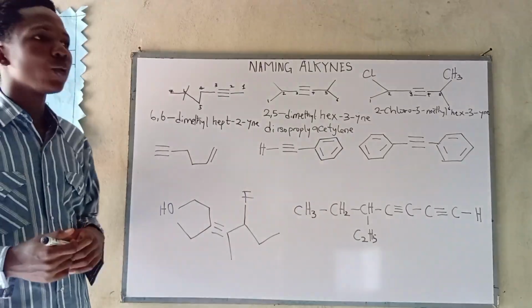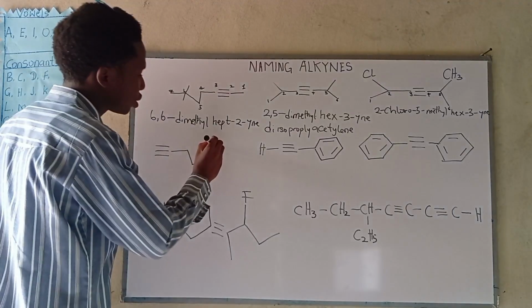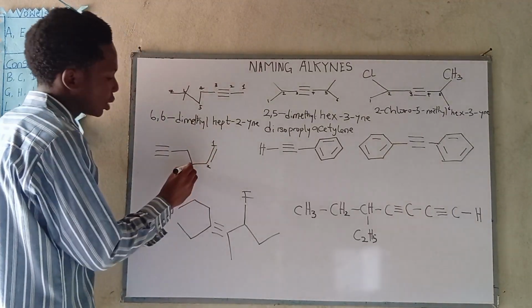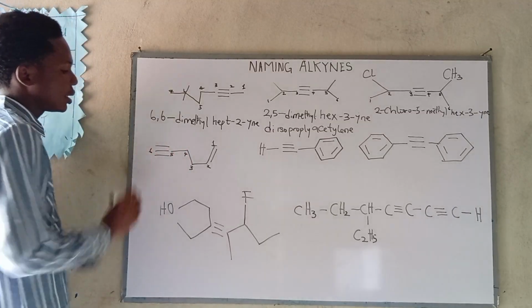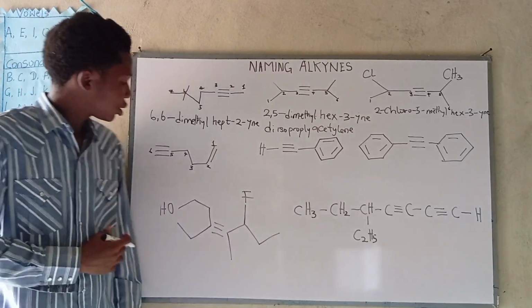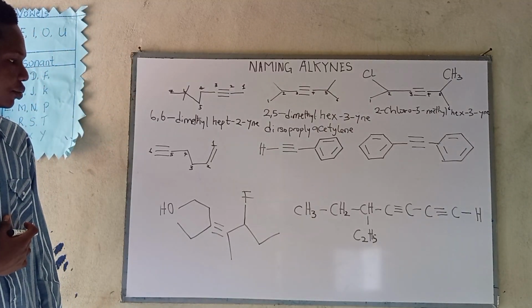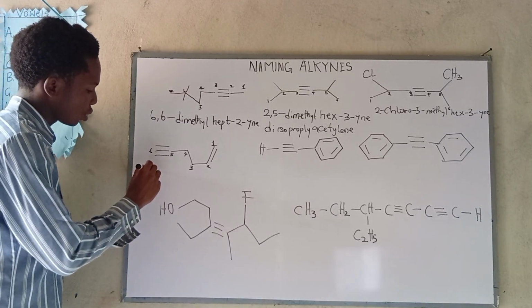So now that means we have to count from this side, obviously. So we have to count what? We count this as our 1. We count this 2, 3, 4, 5, and 6. Alright, we've gotten the number of carbons here. So now the next thing to do is to put them down.